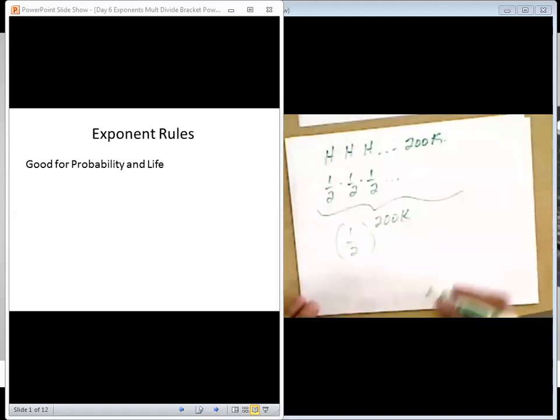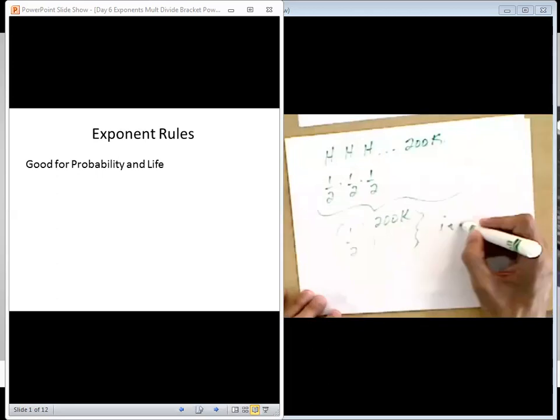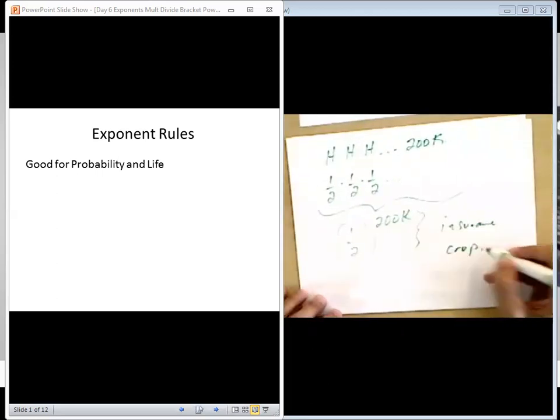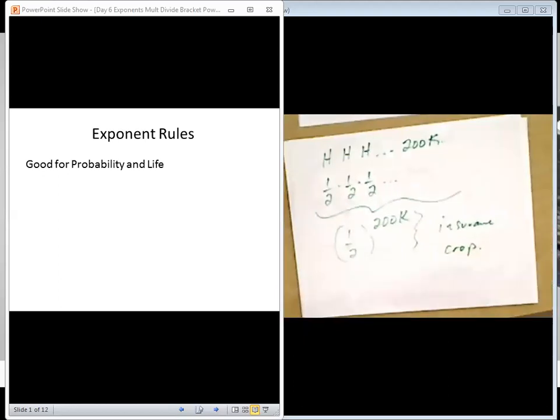What do we do with this? As you just said, insurance, crop fertilizing, okay? So to get these numbers, to work out the finance, to work out the money part, yeah, you got to know how exponents work. And that's what we're doing.